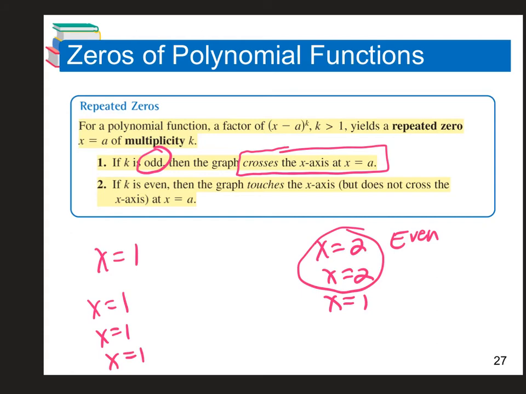Then that means at the x-axis, your graph is going to touch the x-axis and bounce. Like if you have an x right here, it's going to touch. We say touch and turn. It's going to go back the same way it came from. It's an easy way to think of even.